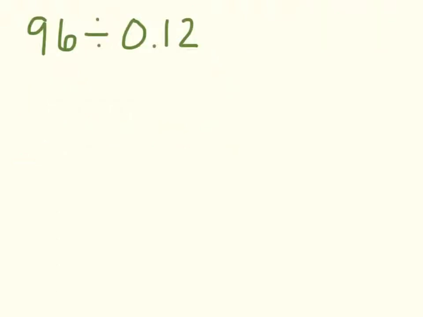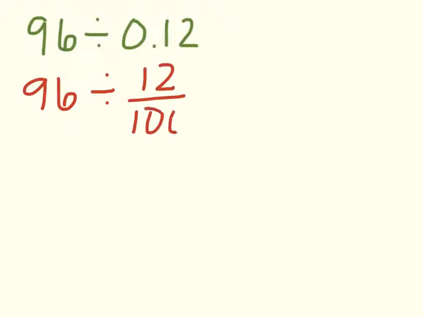Now let's attempt a problem where we divide a whole number by hundredths. Let's divide 96 by 12 hundredths. Once again, we can use the fact that we know that division is the inverse of multiplication, and we can use the reciprocal of the divisor to find our answer. So we'll begin by rewriting our problem, expressing 12 hundredths as 12 over 100 instead of 0.12.